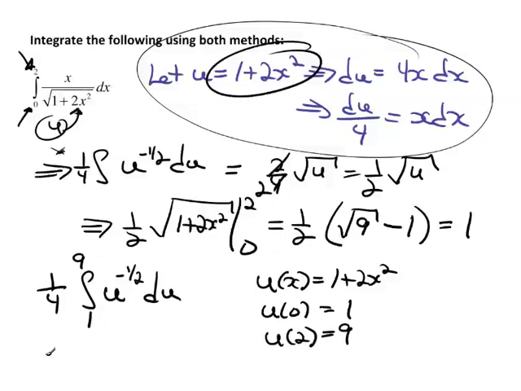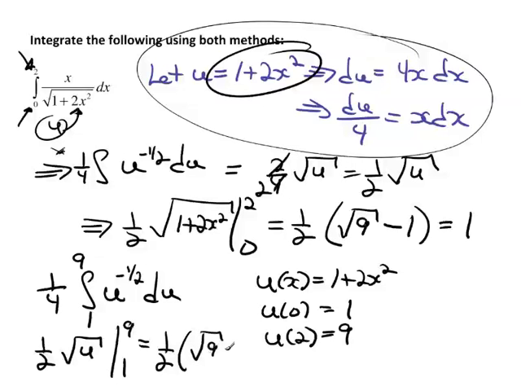So what I end up with is this same antiderivative right here. It's going to be 1/2 times the square root of u. This time I don't have to go back to x's. I'm going to evaluate from 1 to 9. So that's 1/2 times the square root of 9 minus the square root of 1, which is 1. Now I'm exactly the same place I was. So this is obviously just going to be 3 minus 1 is 2 times 1/2 is, again, just 1.